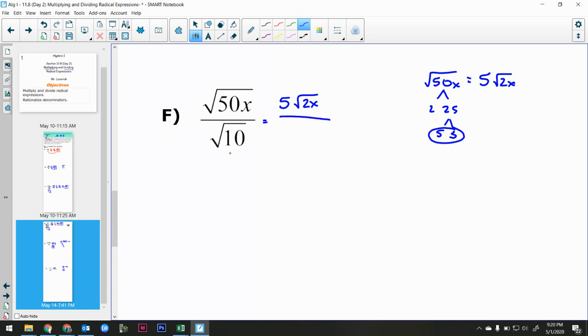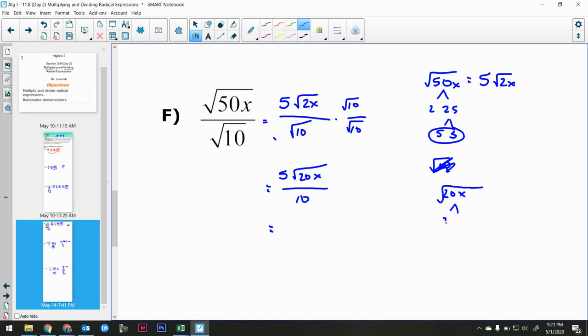In the denominator, the radical 10, well, never mind, that doesn't reduce. Right? So I'm going to multiply by radical 10 over radical 10. The reason I say this one is a little bit tricky is because now we get 2x and 10 make a 20x. And in the bottom I get a 10. And now what I need to do is reduce down the 20x.